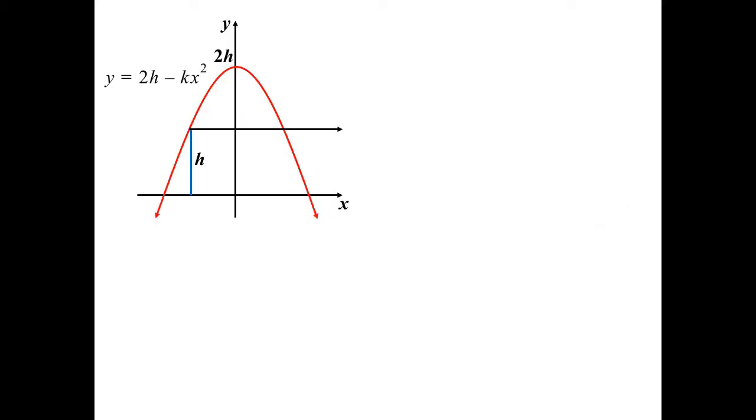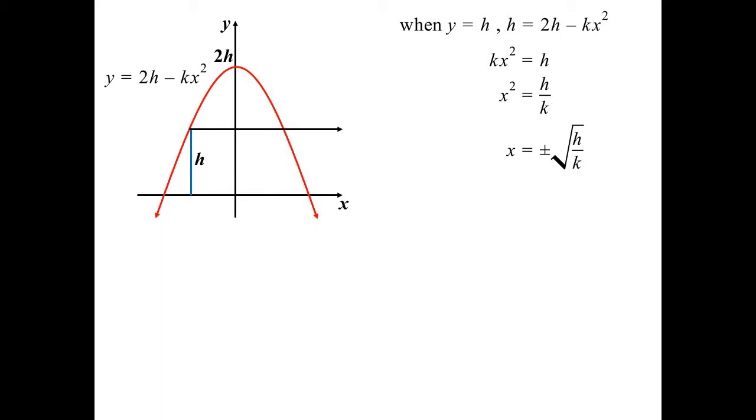So the blue lines, there's the pole that the bird was sitting on. It's got height h. The bird is flying away. The red parabola is the path of the stone. I throw it up, but then on the way down, bang, it hits the bird. Now, when y is equal to h, we get h equals 2h minus kx squared.